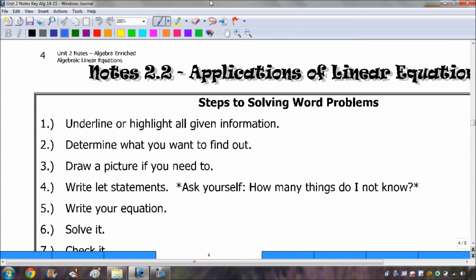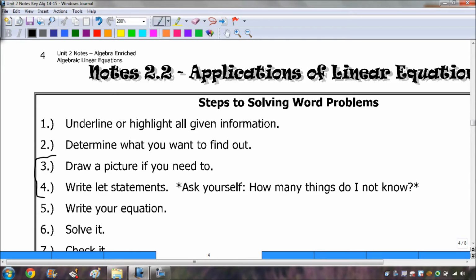So the first thing I want you to do is to underline or highlight all the given information, okay? Then I want you to determine what you want to find out. Step 3, draw a picture if you need to. And step 4, write let statements, but you have to ask yourself, how many things do I not know? Sometimes you can combine these two together. Not necessarily all the time, but sometimes you can.